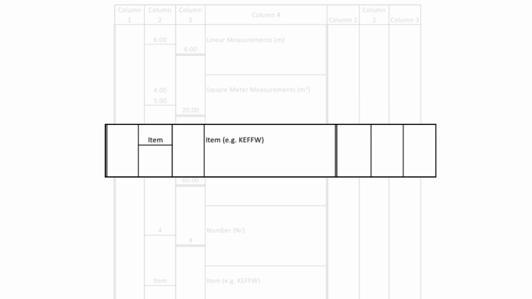And then the last example is item. So the unit item is used in a dimension paper when the work cannot be measured in standard units such as meters, square meters, or cubic meters. So instead, we describe the work that is to be done, right?